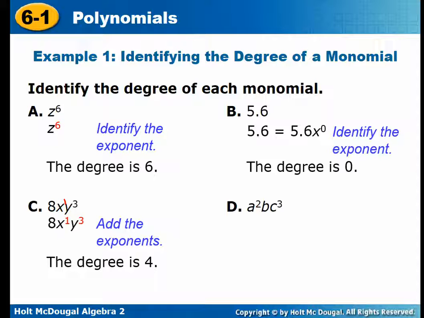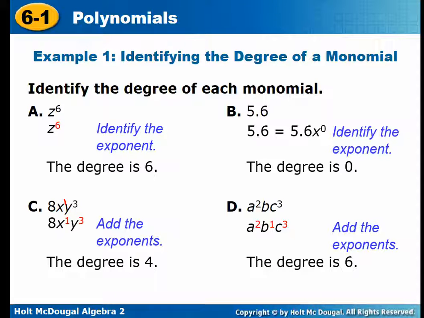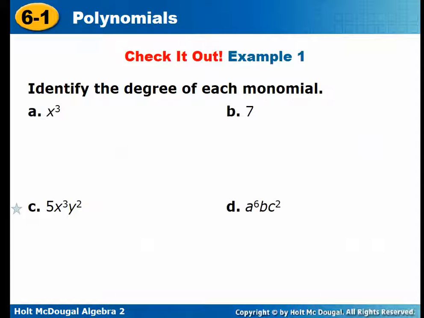And in D, we have to add the exponents on the variables. There's 3 variables, and the b would have an exponent of 1. So we have to add 2 plus 1 plus 3, which is 6. So don't forget again that the degree will be 0 if there is no variable. And if you have a variable with no exponent on it, add a 1 after that so that it makes it easier to find your degree.